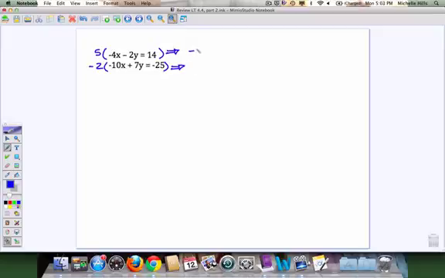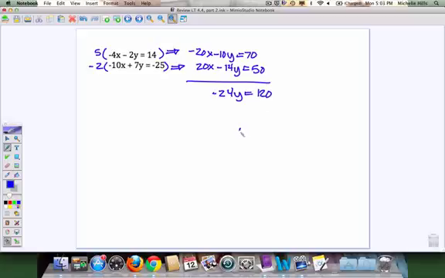So I end up with negative 20x minus 10y equals 70. And the second equation, multiplying everything by negative 2, becomes positive 20x minus 14y equals positive 50. So I end up with, when I combine them, negative 24y equals 120, and then I solve and I get y equals negative 5. So y is negative 5.